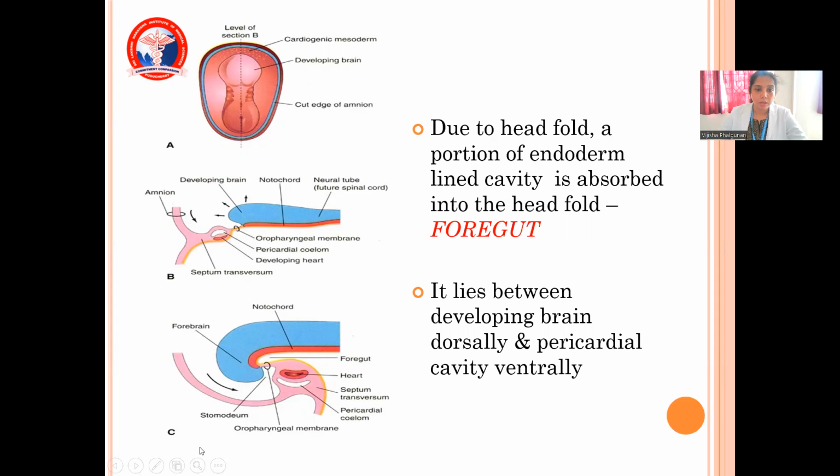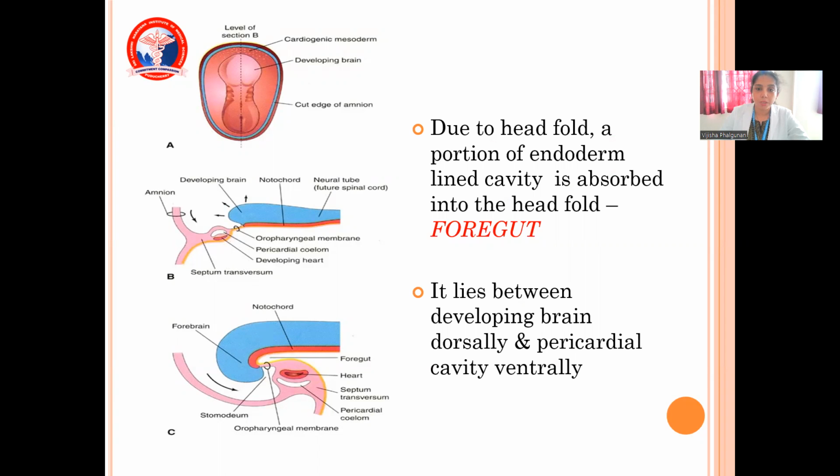So at the head end, there occurs an event called folding of head end of embryo, whereby as a result of this process, the endoderm lined cavity will be enclosed into the head fold. That endoderm lined cavity is here represented as yellow color line. Here it was a straight line; as a result of head end fold, this yellow line, which you call the endodermal germ layer, has absorbed itself into forming a tubular structure. You call it a foregut.